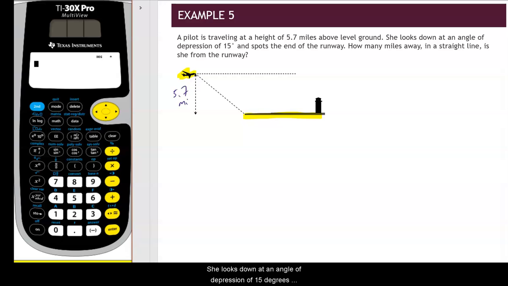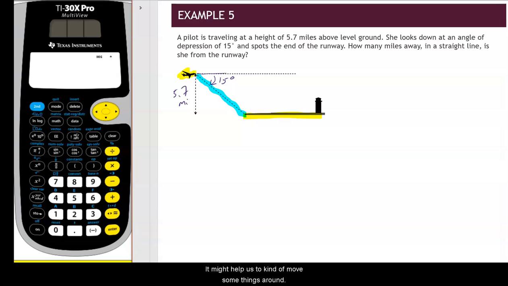She looks down at an angle of depression of 15 degrees. So remember, that means she looked straight out and then down. So our 15 degrees will go in this area. And how many miles away in a straight line is she from the runway? So we're kind of looking at this diagonal here. That is our distance we are trying to find.